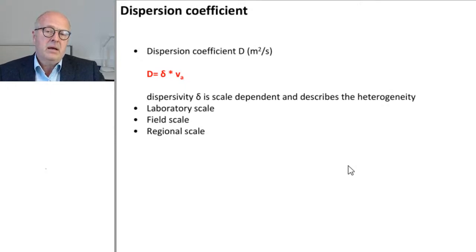Now, when you have a normal distribution, you can describe the mean and the standard deviation. So what do we use to describe the spread or dispersion of a tracer cloud? Now, the parameter that is used is the dispersion coefficient. It has the unit square meter per second.